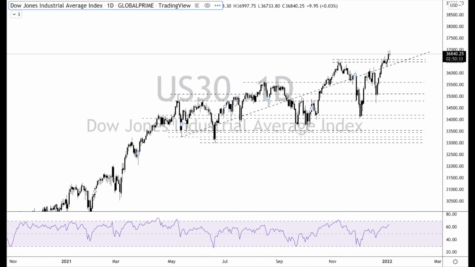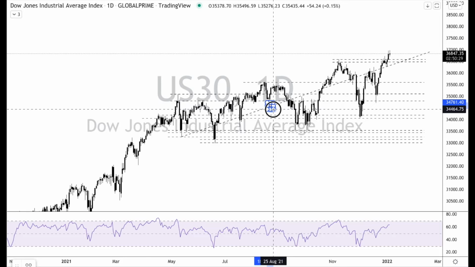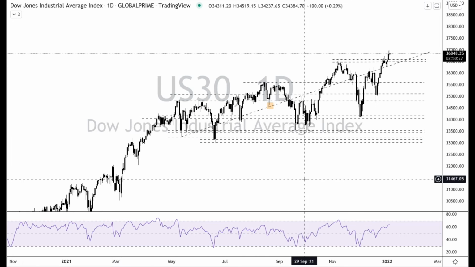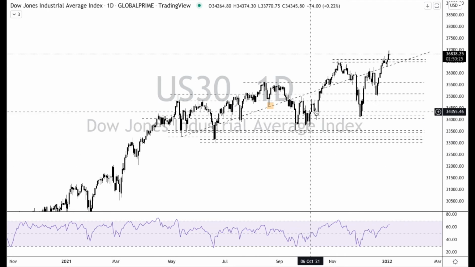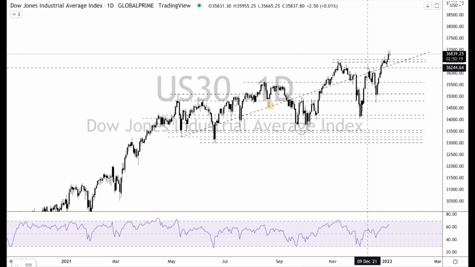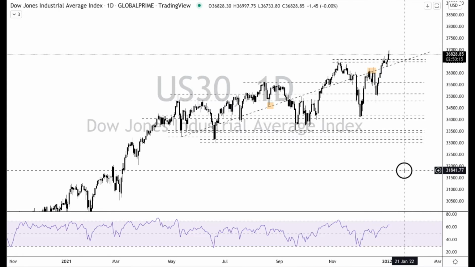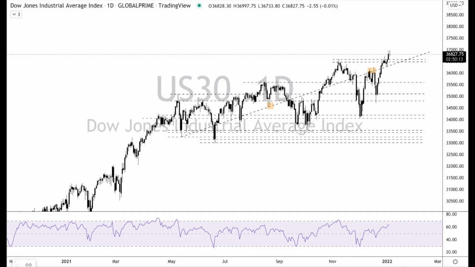Okay, so let me just put a little box in this little area right here. It skims this little area right here, right? And then it skims the top of this area also, right? And it also skims here.